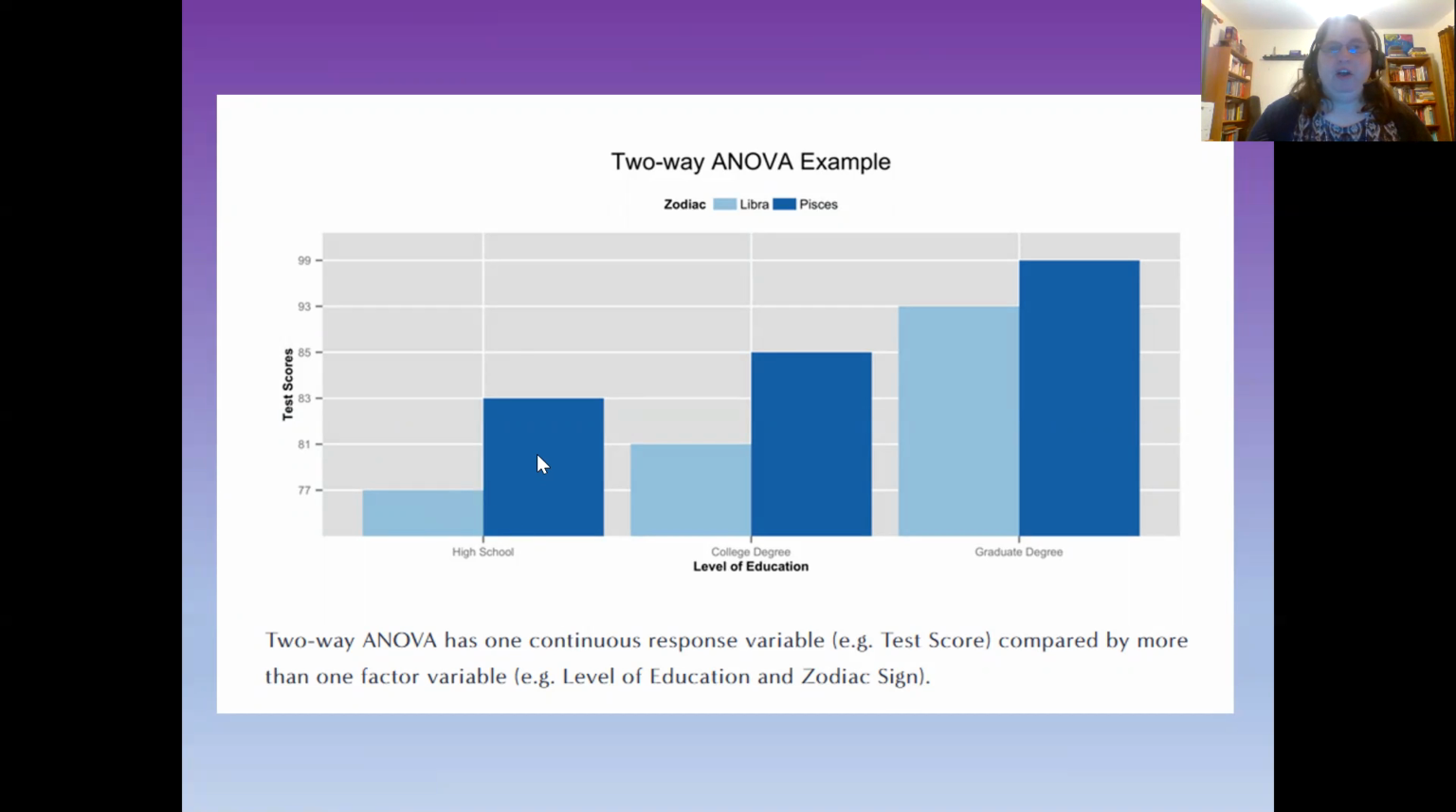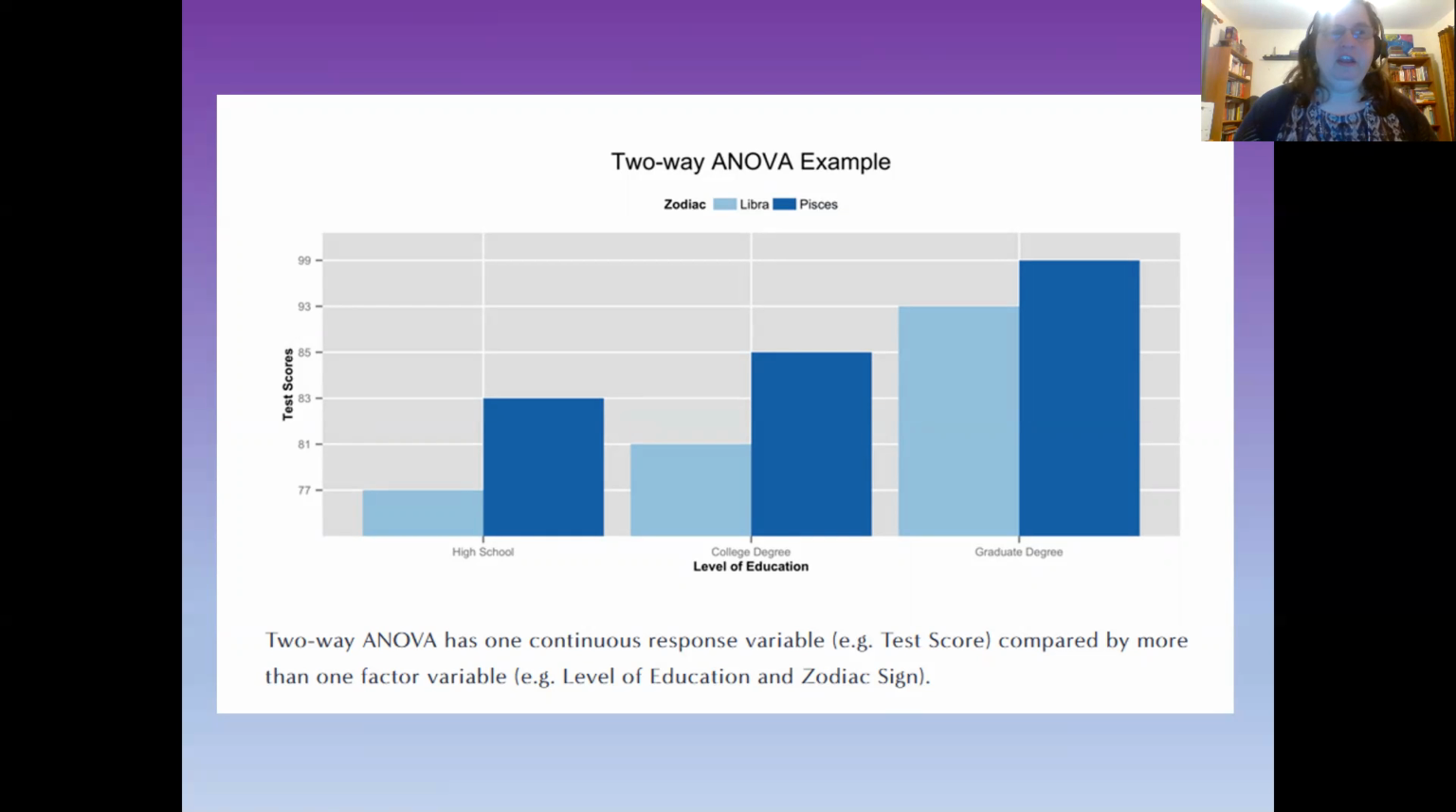So wow, the Pisces seem to do a lot better than the Libras across the board. And the more education you have seems to yield higher test scores across the board. Is there an interaction here? I don't know. We'd have to actually draft that out, right? And how would we do that?